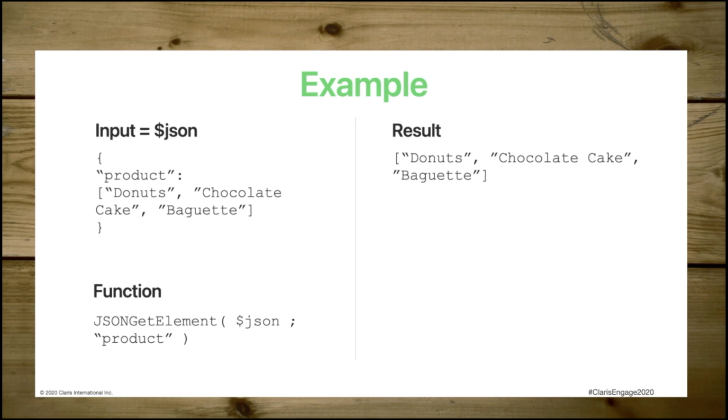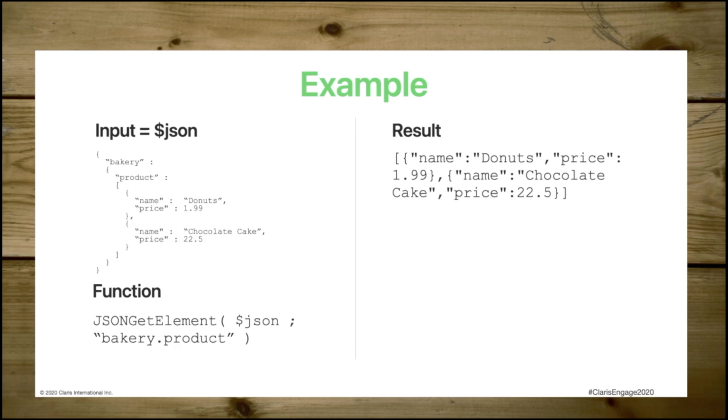But if we want one value, we go back to the example with the product and the array, and the second parameter now has the square brackets. It'll get the first value of the array, which is donuts. When we put a number within the square brackets, we'll get the value associated with the index, which 0 would be the first value. That's donuts. If we change it to 2, that would be the third value in the array, which is baguette.